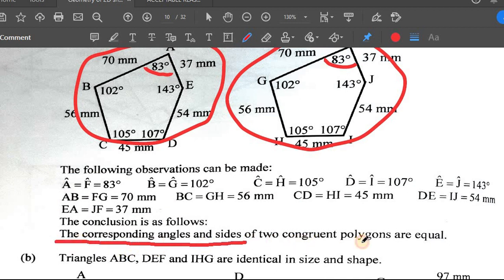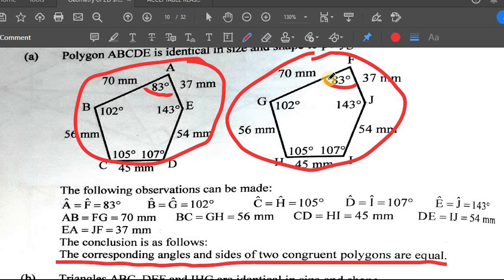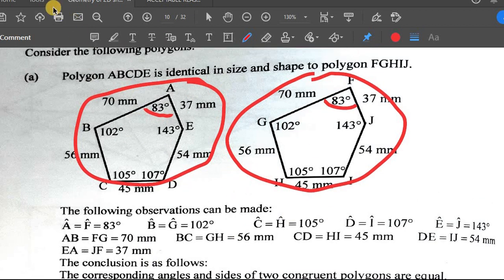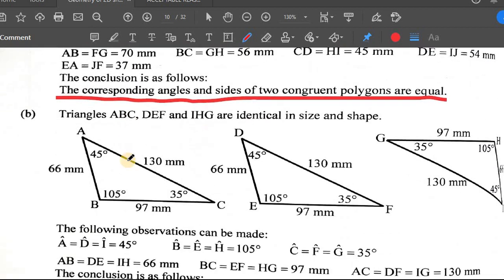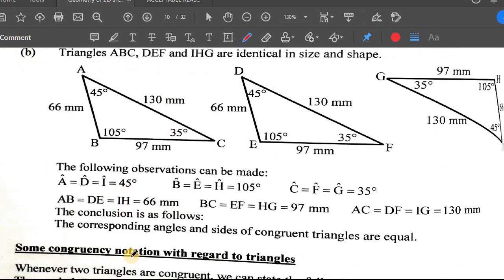Let's look at our conclusion, right? Corresponding angles and sides of two congruent polygons are equal, right? So what I'm saying is, if it's the same angles, same sides, these two shapes are congruent. All right, then let's look at this next one. Okay, in this next one, the corresponding angles and sides are congruent, then the triangles are equal. They're exactly the same, right? So it's similar to what we just learned just now.